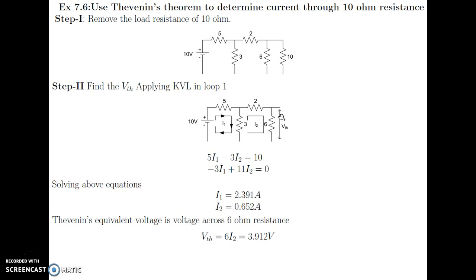Now we have to determine the voltage across this, that is VTH. Applying KVL in this loop and in this loop, I get two equations. If I solve these two equations, I get the I1 and I2 values. VTH is nothing but the voltage across the 6 ohm resistance. So VTH is equal to 6 into I2, since the current flowing through it is I2 and I into R is the voltage drop, so VTH is 3.912 volt.